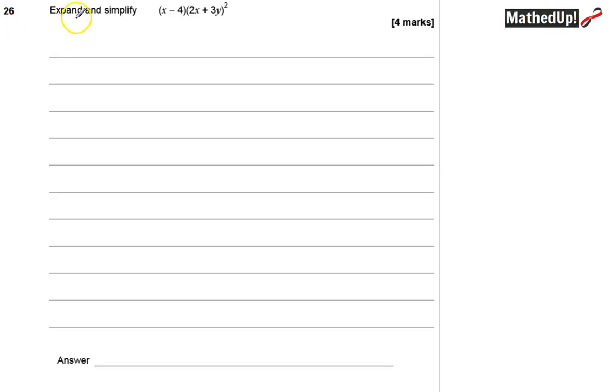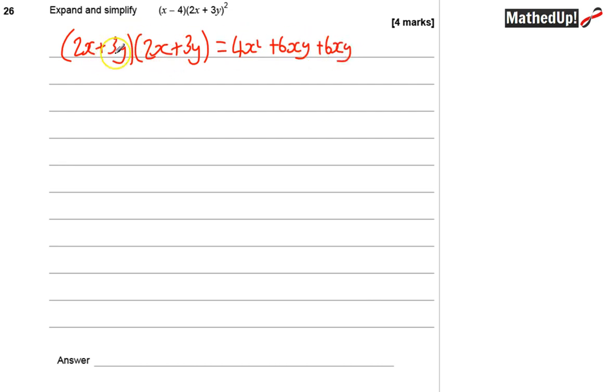Okay, question 26. Expand and simplify x take away 4 times (2x plus 3y) all squared. So in order to expand this, I'm going to start by doing the (2x plus 3y) squared bit. Well, I know that's going to be (2x plus 3y) times (2x plus 3y). And that's going to be equal to, well, 2x times 2x is 4x squared. I've got 2x times 3y, which is plus 6xy. 3y times 2x, which is plus 6xy again. And then 3y times 3y, which is 9y squared.